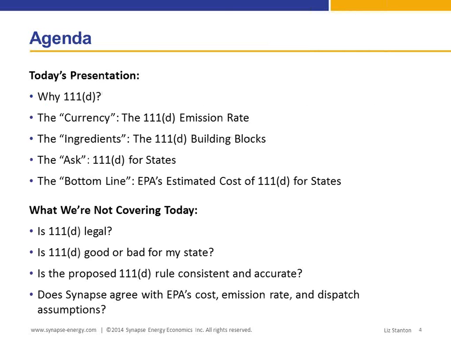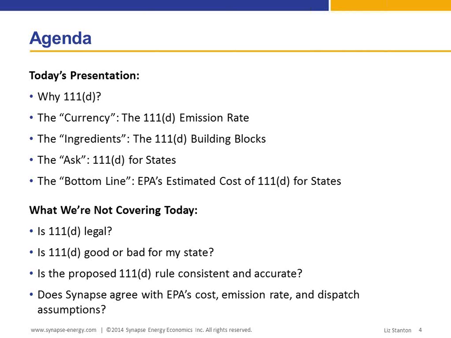Agenda for today's presentation, I'll be going through why do we have a 111D? Where did that come from? Talking about what I'm calling the currency for it, the emissions rate that is used for both setting targets and for measurement, the building blocks that are put together to get you to that target, what is being asked of states in terms of the targets that have been set, and then a little bit about EPA's estimated costs for states.